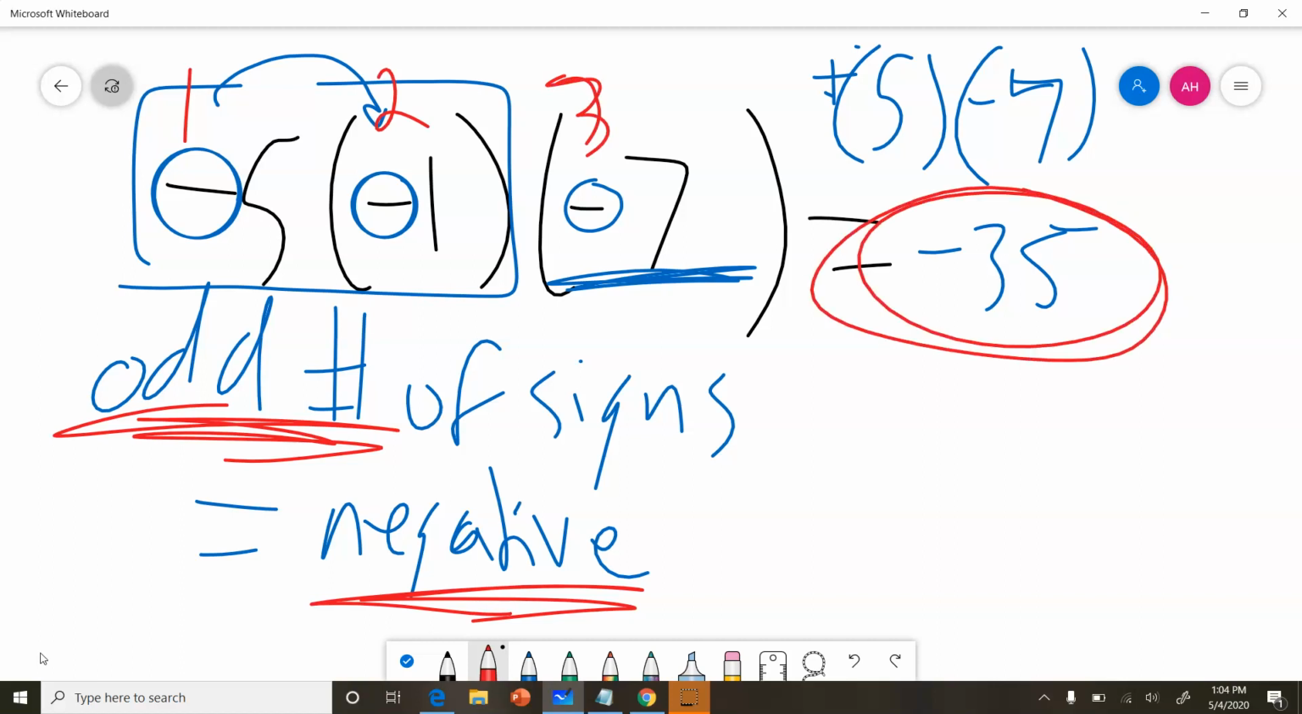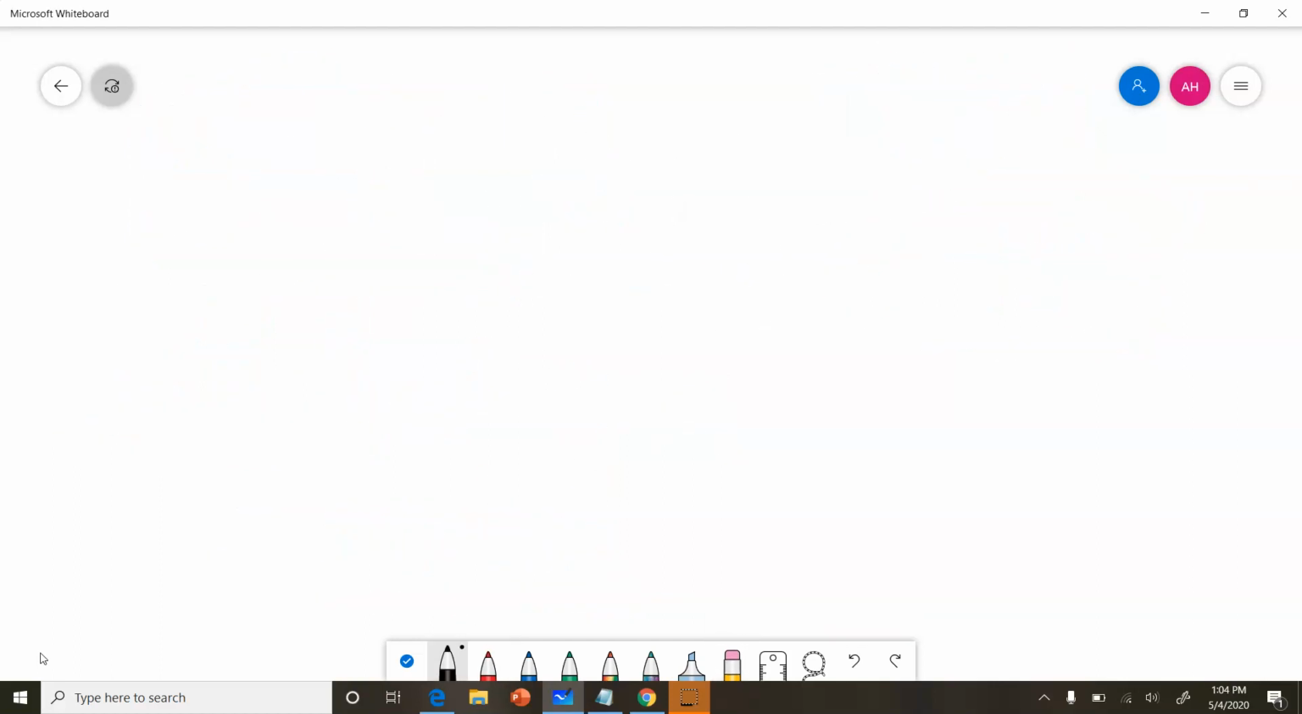So I still multiply them. So I can either count the signs and do the odd thing, or you can just do one step at a time like I did here. +5 times -7, then you automatically know, yep, it's going to be -35.